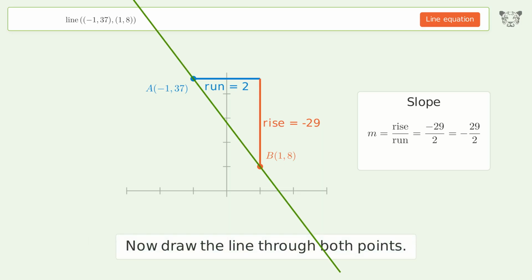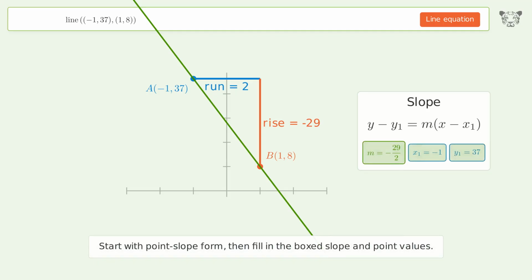Now draw the line through both points. Start with point slope form, y minus y1 equals m times x minus x1. Then fill in the boxed values.